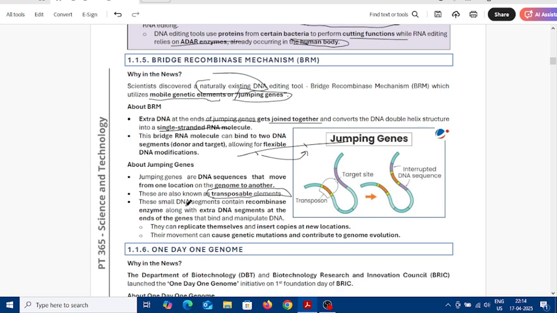Then these small DNA segments contain recombinase enzyme along with extra DNA segments at the ends of the gene that bind and manipulate DNA. They can replicate themselves and insert copies at new locations. Their movement can cause genetic mutation and contribute to genome evolution.